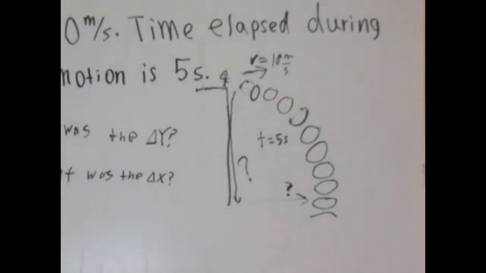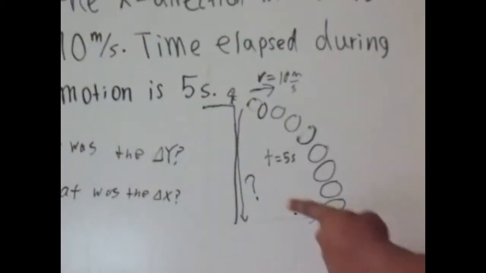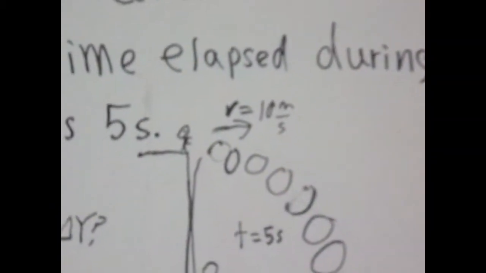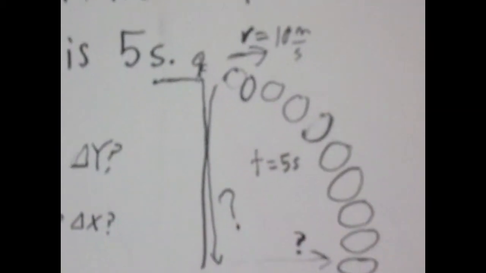This is our diagram. The time equals 5 seconds. The velocity is 10 meters per second. And we do not know the change in x and change in y.